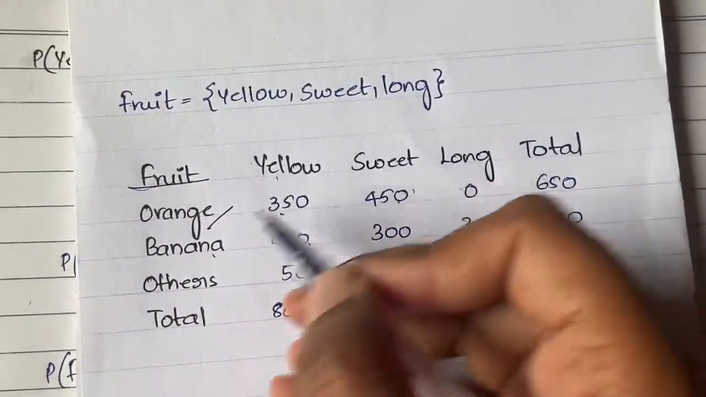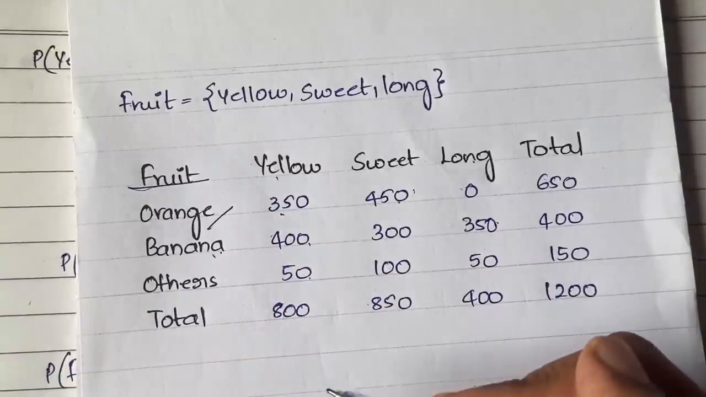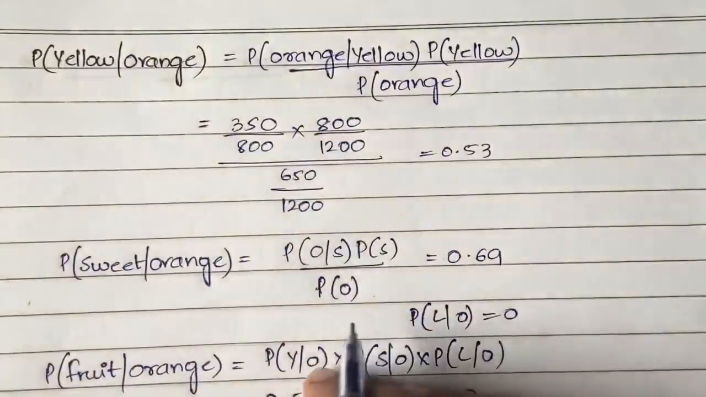Yellow bananas, sweet bananas, long bananas. You need to find out the probability, and then you need to multiply all of them to get the probability of banana. Same for others also. Okay, I'll show you one, the remaining you can do it.